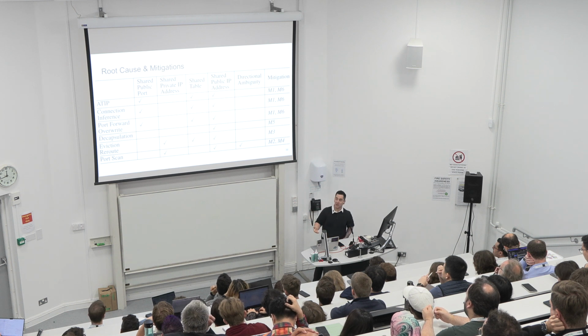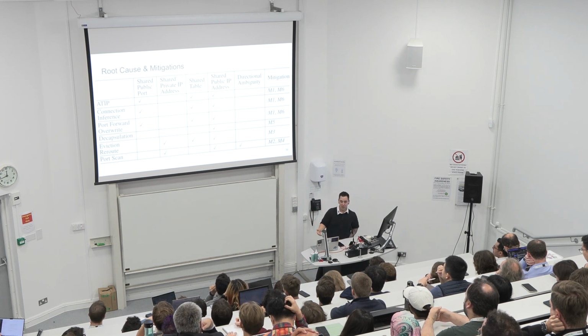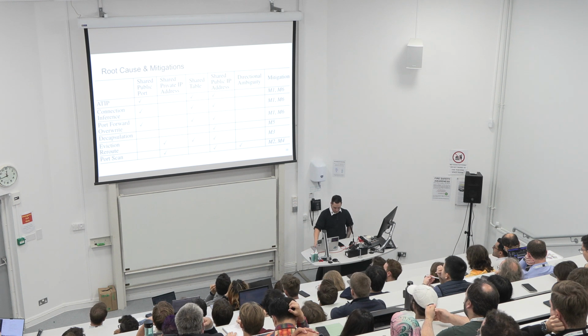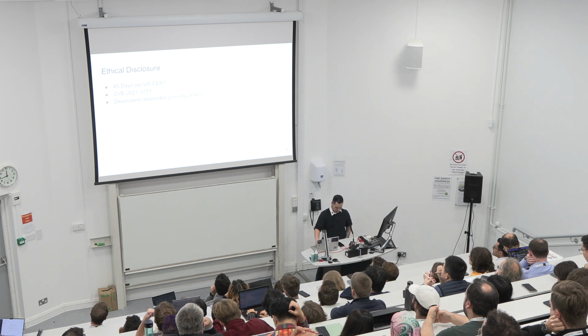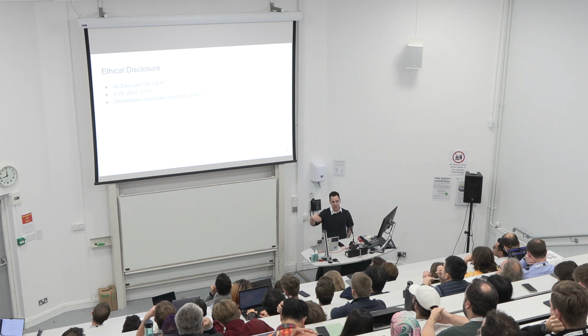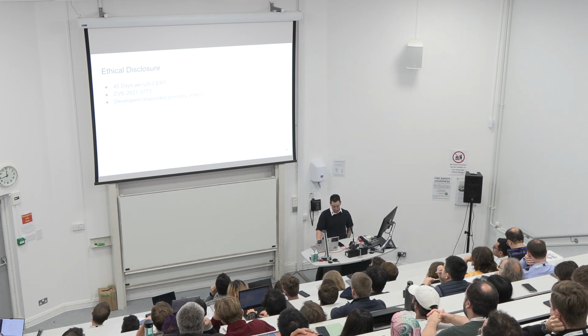We proposed 6 mitigations. We were able to test 5 of them in multiple different contexts, and we followed a 45-day ethical disclosure period consistent with U.S. CERT. This vulnerability was assigned a CVE 2021-3773.